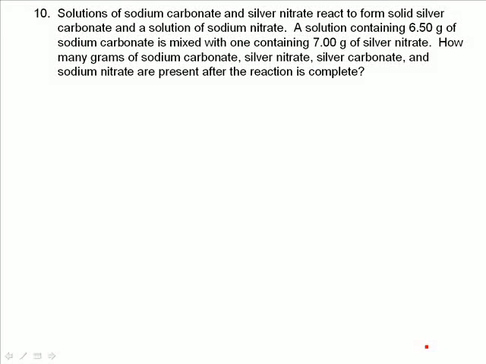Alright, in the last problem, there's a lot involved. We have sodium carbonate reacting with silver nitrate to form solid silver carbonate and a solution of sodium nitrate. So here you need to be able to write and balance your chemical reaction. So I have sodium carbonate plus silver nitrate reacts to form silver carbonate plus sodium nitrate, and to balance it I need a 2 here and a 2 here.